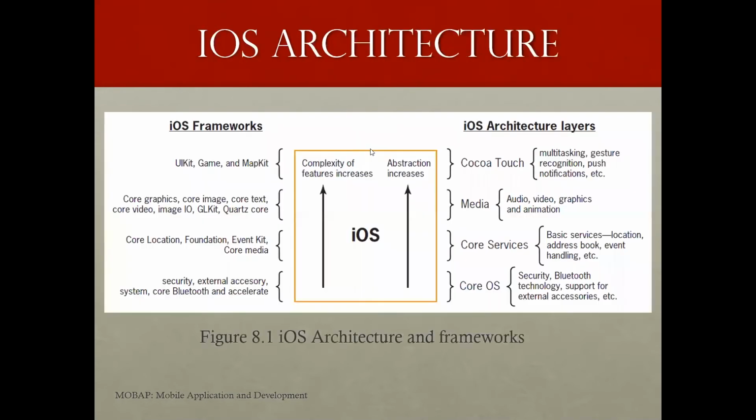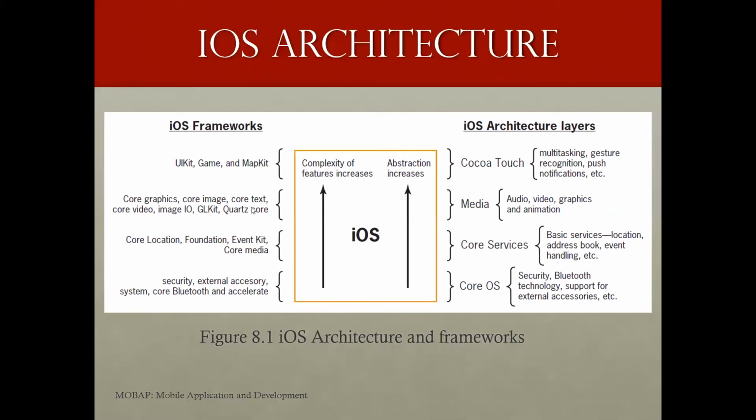Next, the iOS architecture. This is Figure 8.1, the architecture and frameworks. This is the framework, and this one is the architecture. As you can see here, iOS has complex features that increase every now and then, simply because in terms of dating, they are very updated in terms of different features.